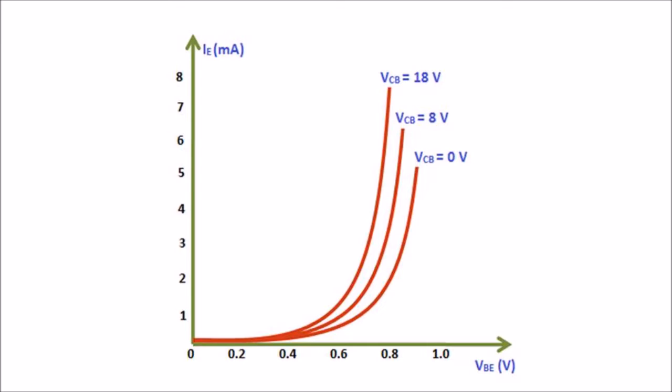From this graph, we can see that after 0.7 volt, a small increase in the input voltage VBE will rapidly increase the input current IE.